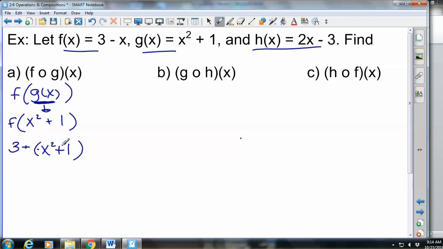Combine like terms so you can distribute your negative. Then you have a 3 and a negative 1, so you get 2 minus x squared. So if it's in terms of x, your final answer will still have an x in it. You're just plugging it in still, but it's not as pretty because you're not just getting a number out. What questions do you guys have right there?